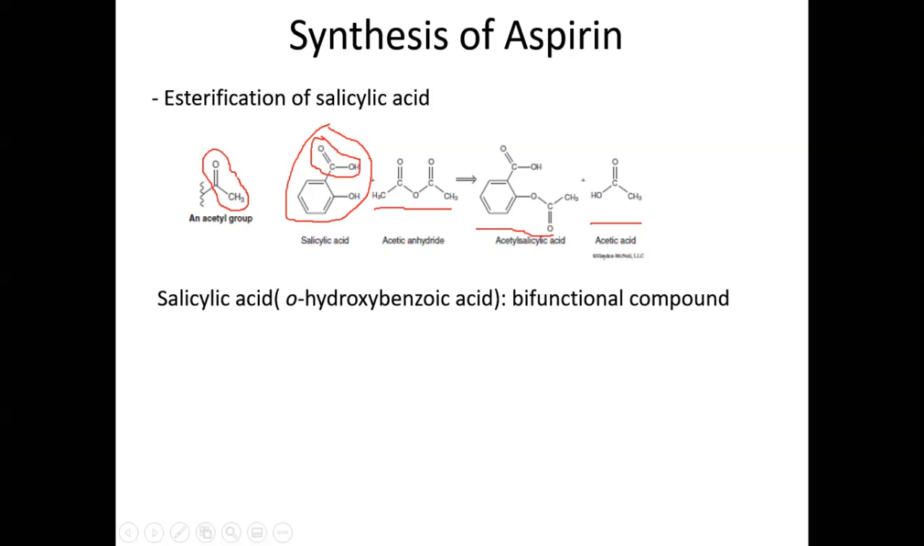The official name of salicylic acid is ortho-hydroxybenzoic acid. And it's a bifunctional compound. Bifunctional means it has two functional groups on the compound. So we talked about the carboxylate group here, but salicylic acid also has an OH group. And when an OH group is directly attached to a benzene ring, it's usually referred to as a phenol. So we have an alcohol component and an acid component on the salicylic acid.